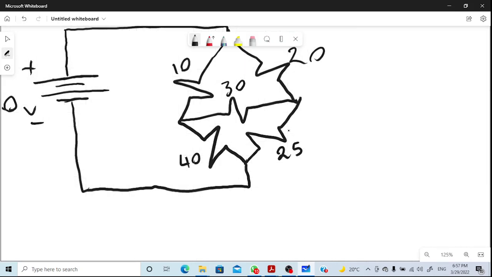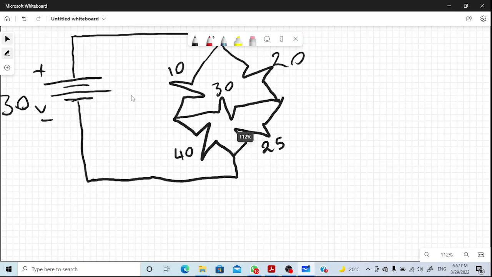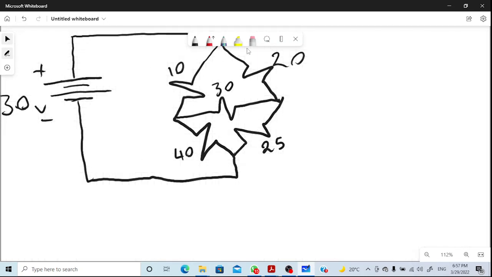Good day, guys. Today I'm going to deal with mesh analysis, and this will be our circuit, the one that I'm gonna deal with today. Okay, so we are given a potential difference of 30 volts. Right here, we are given this configuration. As you can see, this is a kind of back-to-back delta connection.